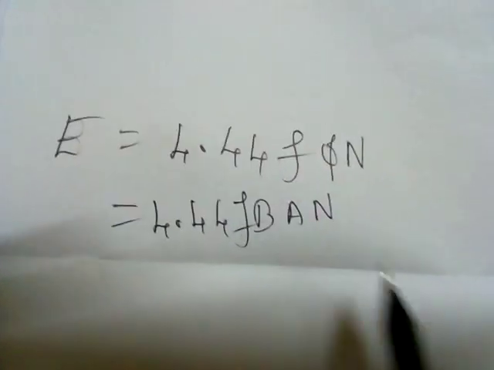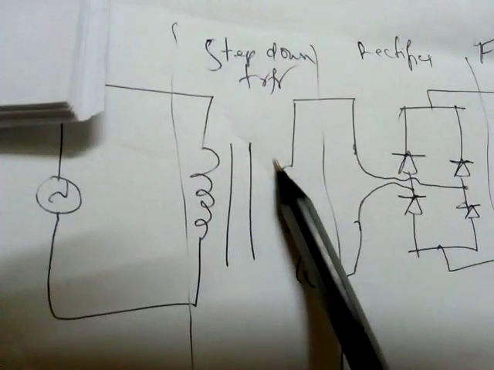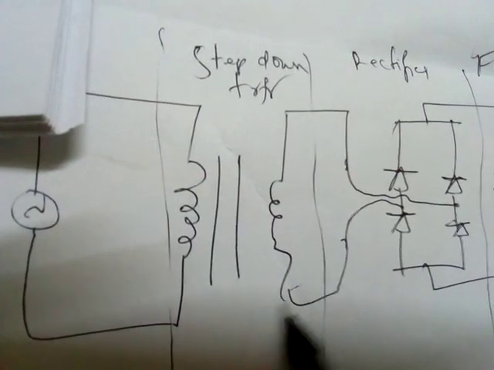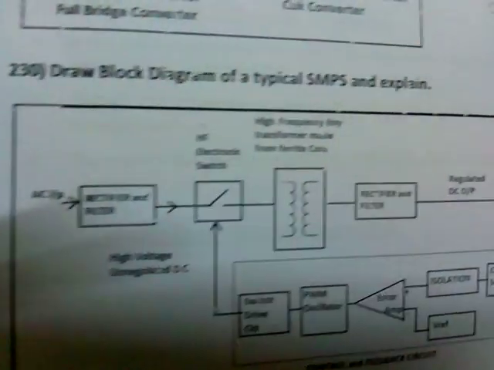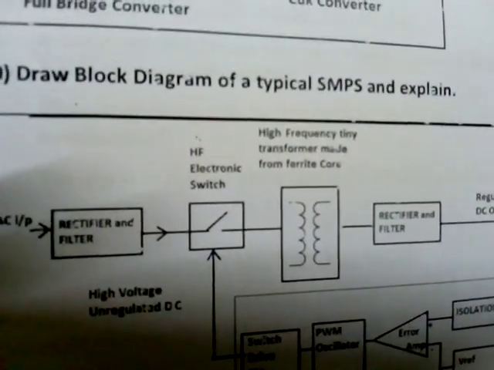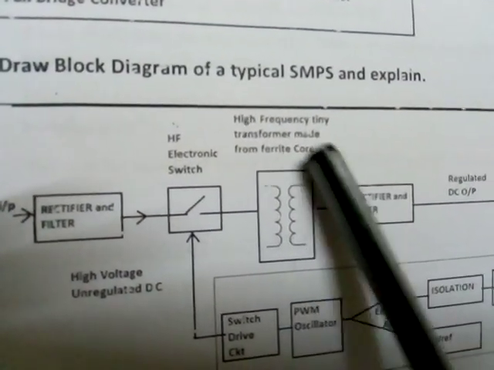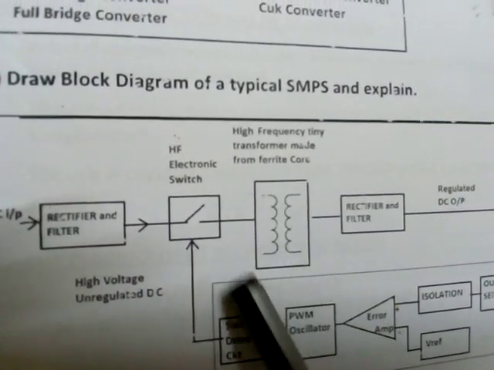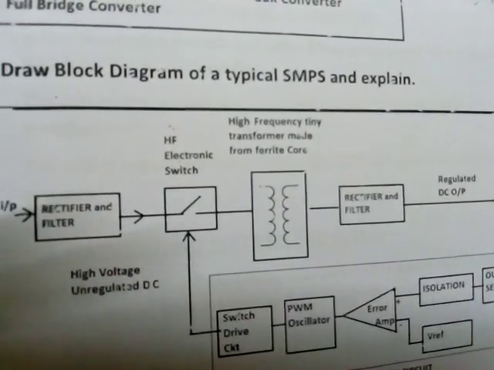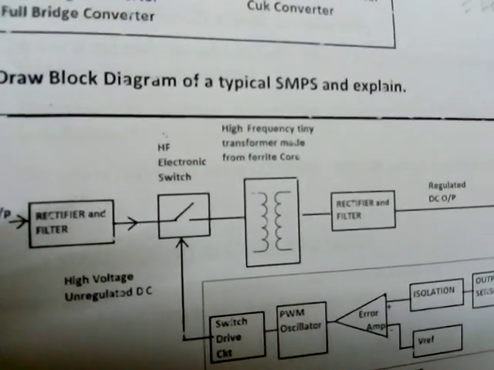In linear power supplies, the frequency was 50 or 60 Hertz. In SMPS it is 40-50 kilohertz or even more. So this size can be very, very small. That is the highest advantage of SMPS.